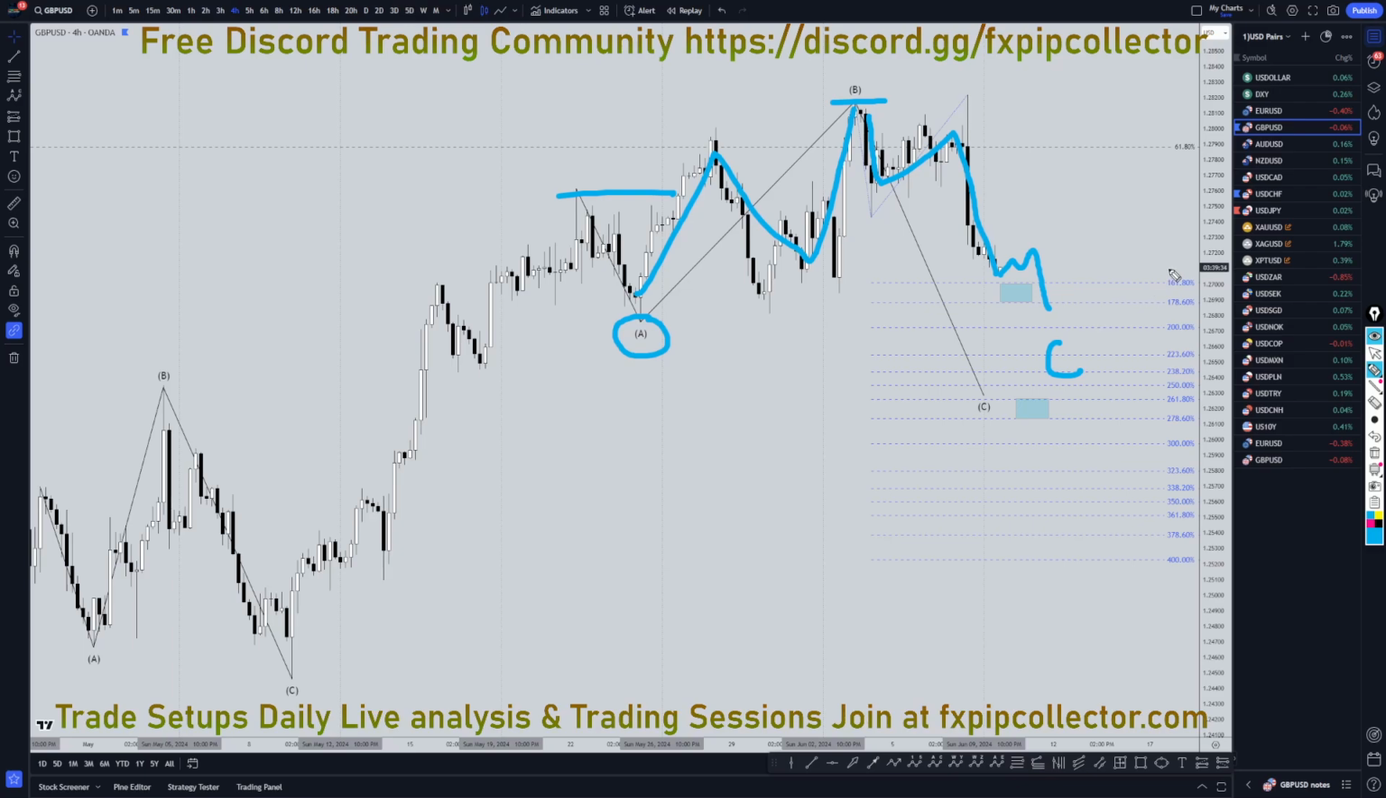I'm definitely watching the 161, 178 as a likely area for this to end a running flat. Or if it goes down and takes out the lower wave A, then we're probably more likely watching the 261, 278 for an expanding flat wave C. Either way, definitely still primarily looking for shorts on shorter time frames.